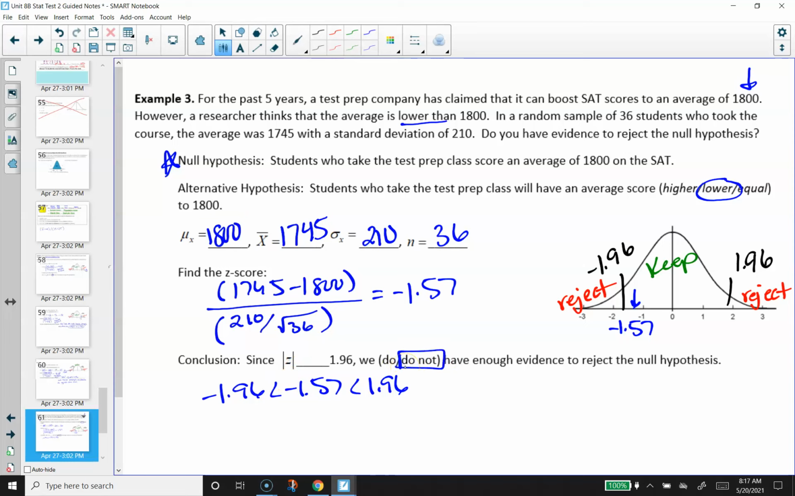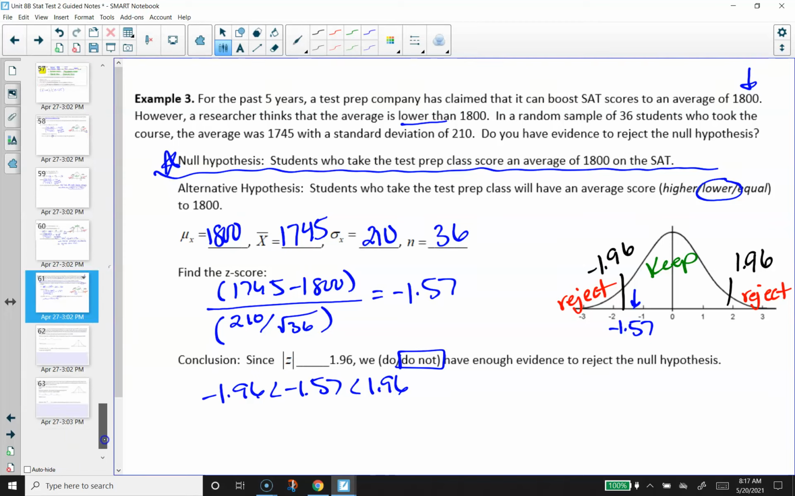Okay, we don't have evidence to reject the null, so we have to believe that their null is true, that their students who take the test prep class can get their average score of 1,800 on the SAT. Again, this is back when SAT scores were at 2,400.